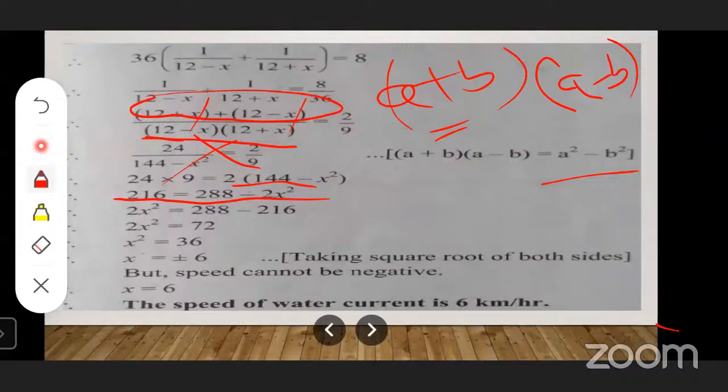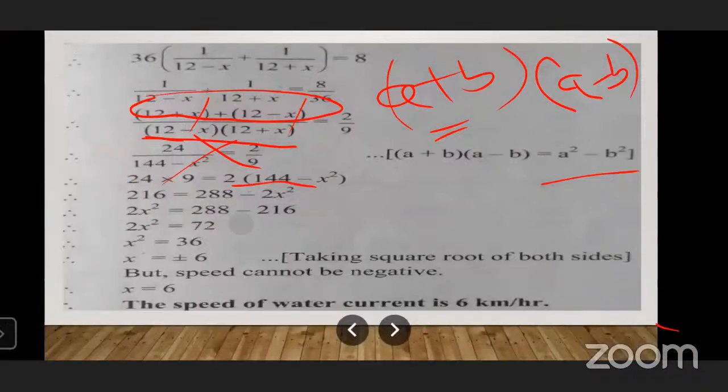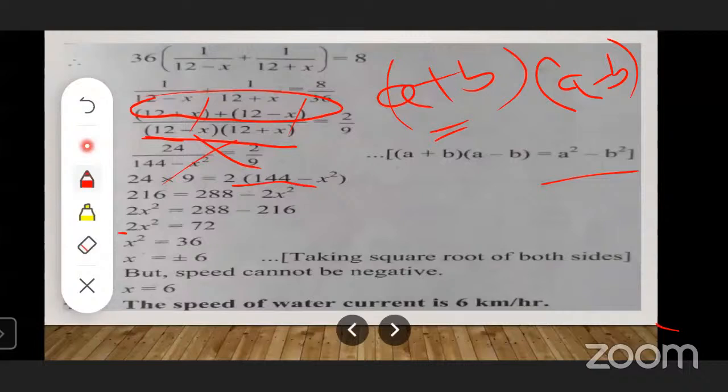Let us find this by further simplification. When you shift minus 2x square to the other side, you will get 2x square is equal to 288 minus 216. 216, when you are shifting to the other side, it becomes minus, right? So you will get 2x square is equal to 72. See, 288 minus 216 becomes 72. So when 2 goes to the other side, you will get 36.